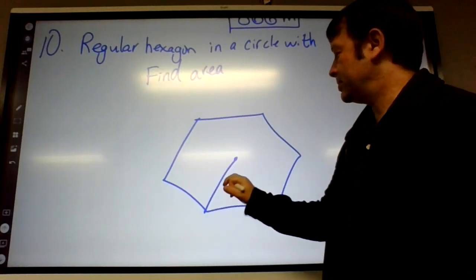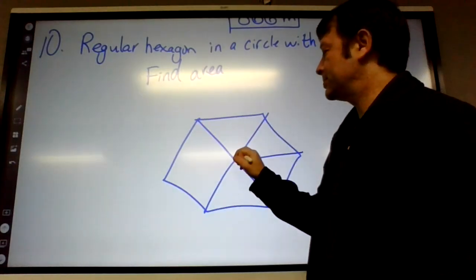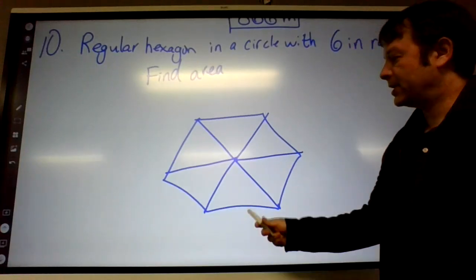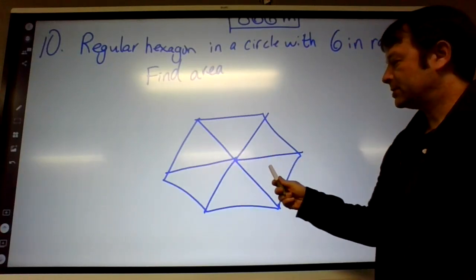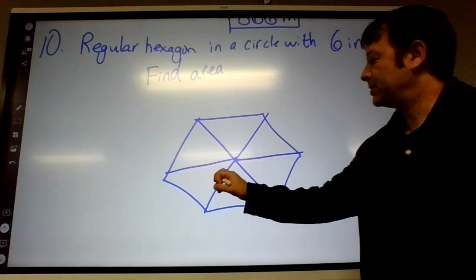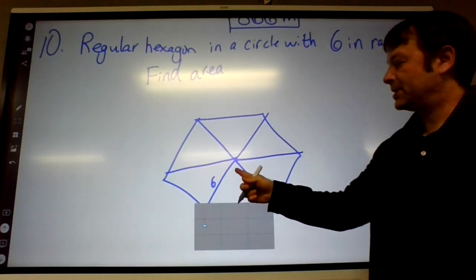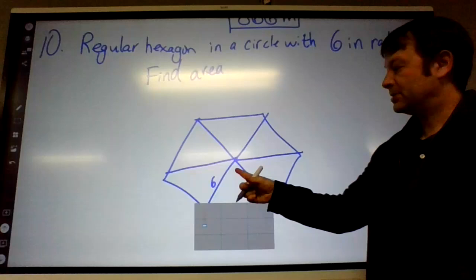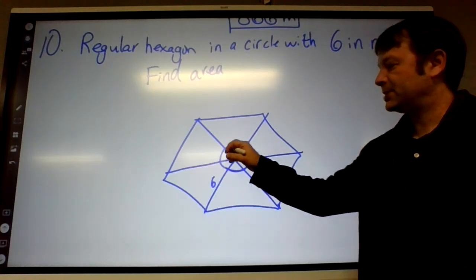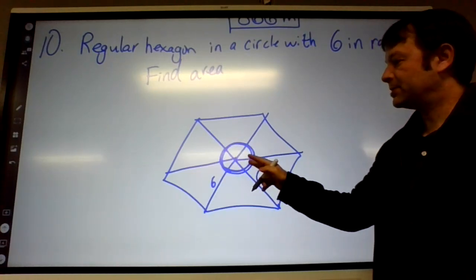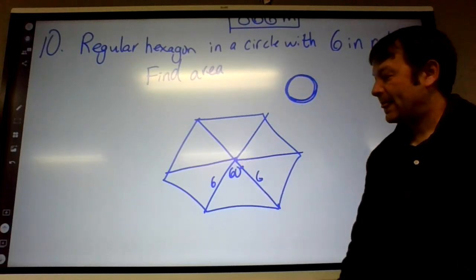So when you draw in the radii, it creates triangles. And we're going to find the area of one of these triangles and multiply by 6. Each of these radii is 6 inches because that's in the problem. How do we find this angle here? 360 divided by 6. This is 360, and there's 6 triangles in here. A lot of 6's on this problem.